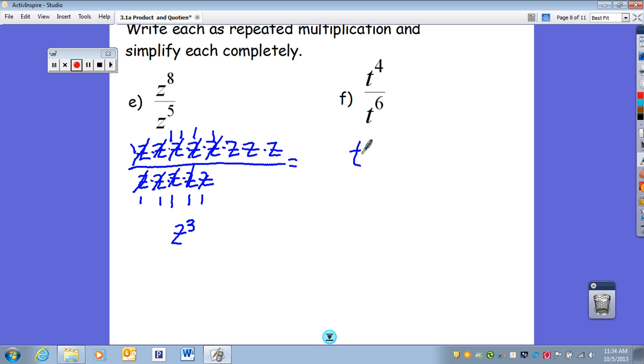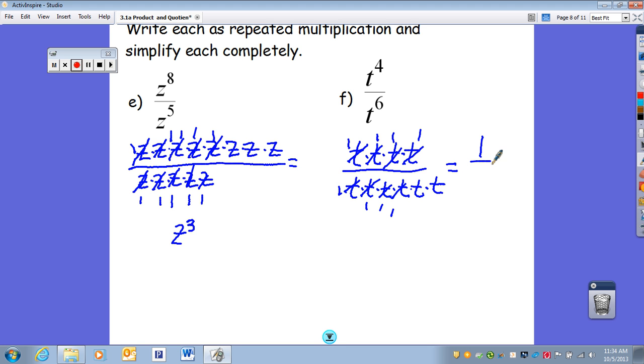For letter F, we have t to the 4th power, which means we're multiplying t times itself 4 times, and in the denominator, t times itself 6 times. So we can simplify t divided by t, t divided by t, t divided by t is 1, and t divided by t is 1. So in the numerator, I have 1 times 1 times 1 times 1, which is 1, and in the denominator, I have t squared left, t times itself twice.